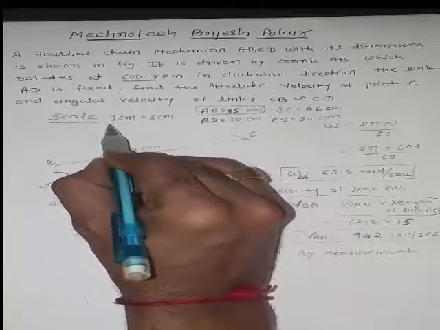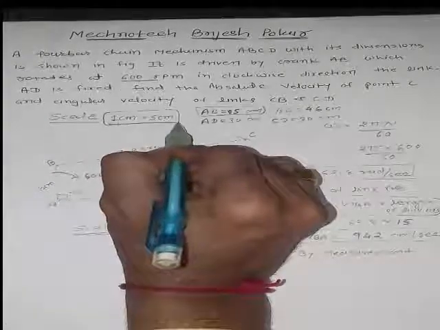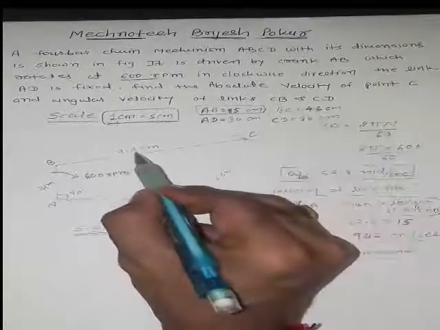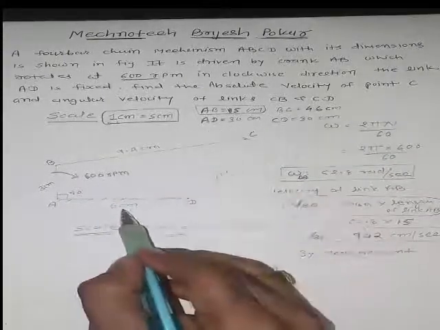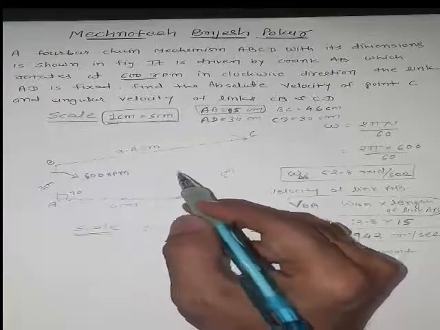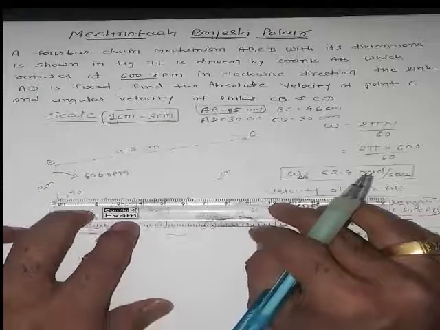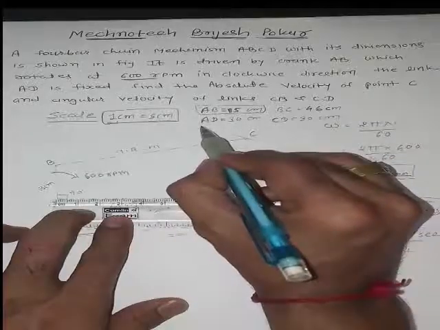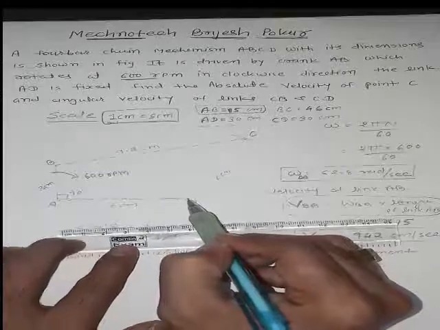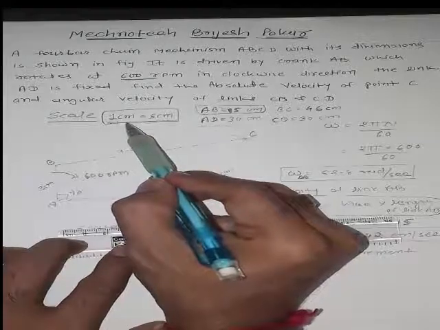So we take a scale where 5 centimeter is represented by 1 centimeter. So 15 means 3 centimeter, 46 means 9.2 centimeter, and 30 means 6 centimeter. Now I have to draw this diagram first. Draw a horizontal line of 6 centimeter, which is AD. AD is 30 centimeter actual, but we draw 6 centimeter as per this scale.